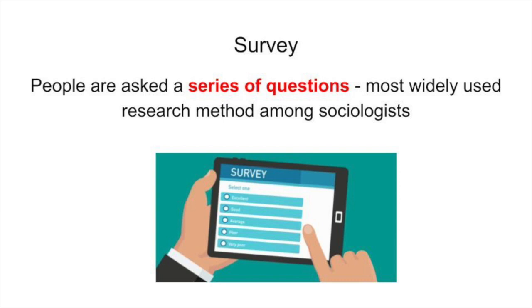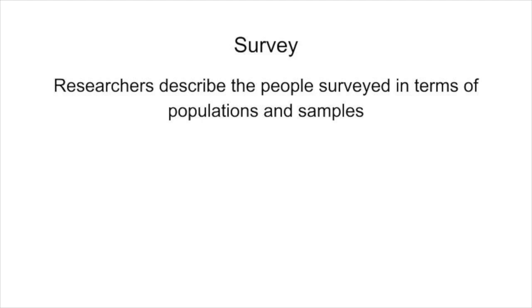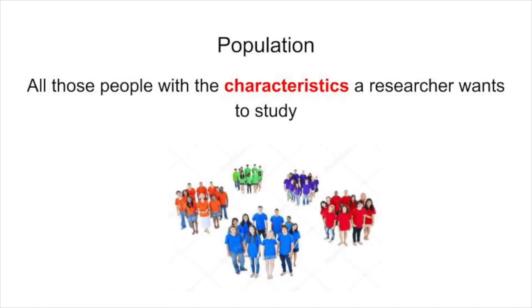A survey is the most popular tool that sociologists use. People are asked a series of questions, and it's the easiest way to collect lots of data quickly. Researchers describe the people surveyed in terms of populations and samples. A population would be all those people with the characteristics that researchers want to study.